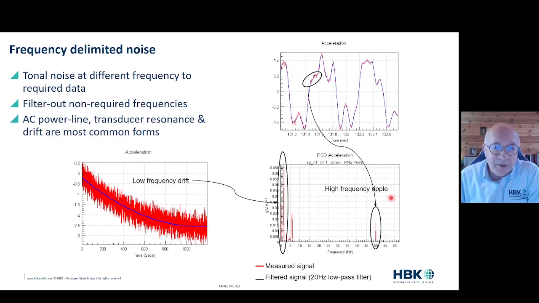Similarly, let's say we've got AC power line interference in the UK at 50 Hertz-ish, then this will also be a peak here, and this is giving us a high frequency component. Well, if we know that there's not much here between 10 and sort of 50 Hertz, we can again put in a low pass filter here and filter out those tonal noises. So this is when the noise is at a different frequency and we can separate them.